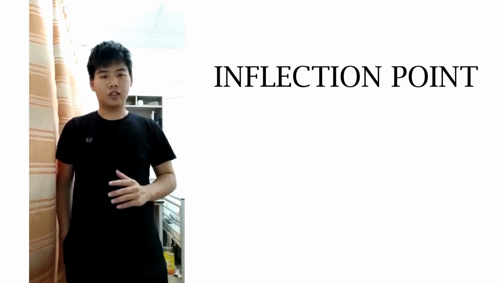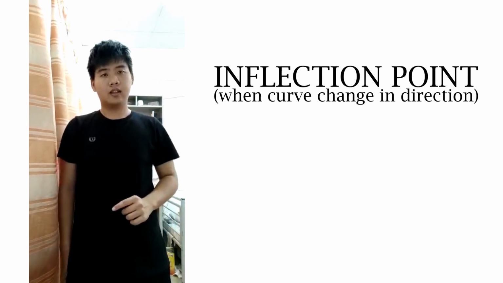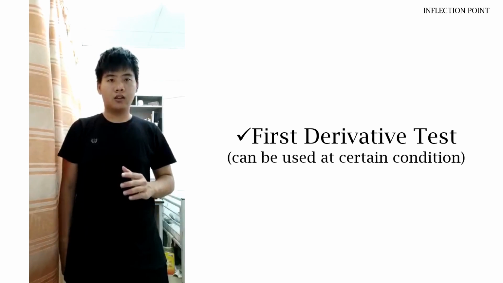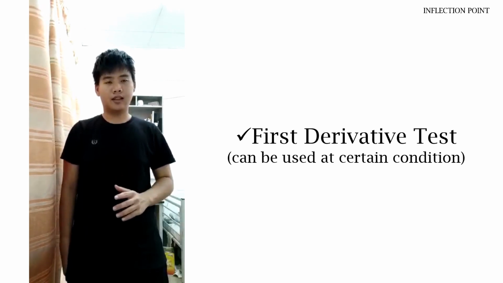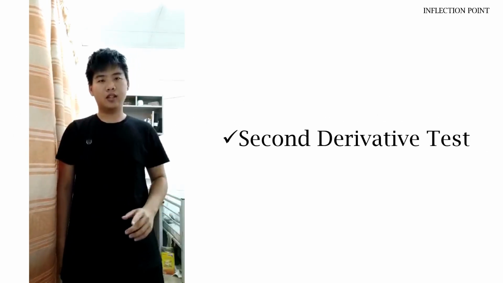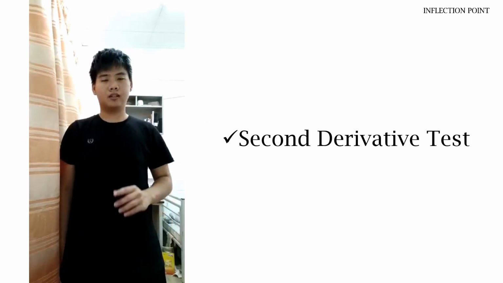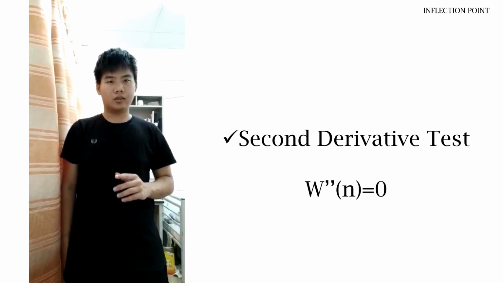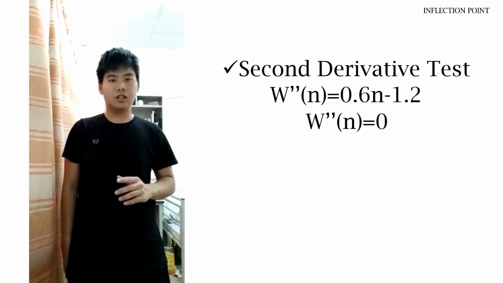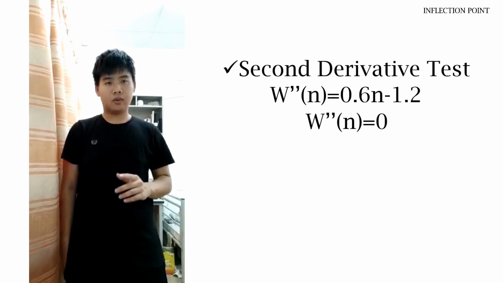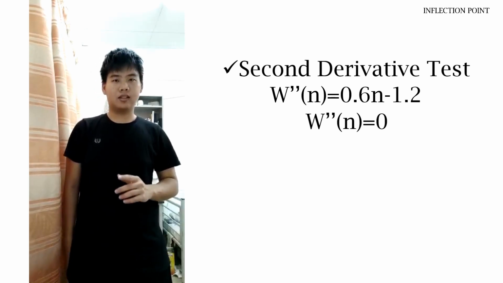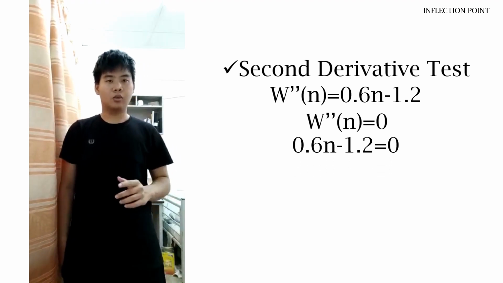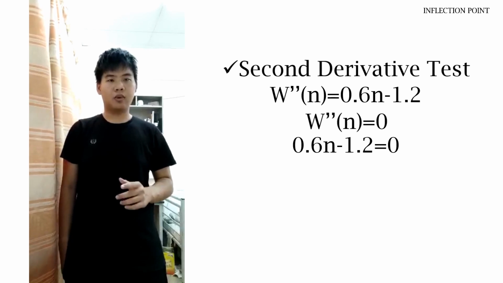Inflection point is a point of a curve where there is a change in the direction. The first derivative test can sometimes distinguish inflection points from extrema for differentiable functions. In this case, we use the second derivative test to find out the inflection point when w double prime n equals 0. The equation of w double prime n equals 0.6 n minus 1.2. We let 0.6 n minus 1.2 equal 0. We can find out the value of n at the inflection point equals 2.